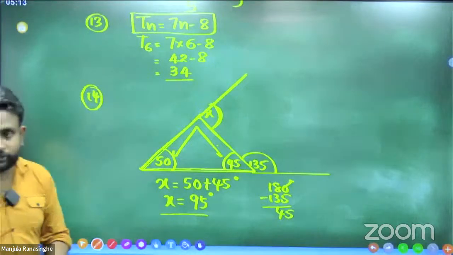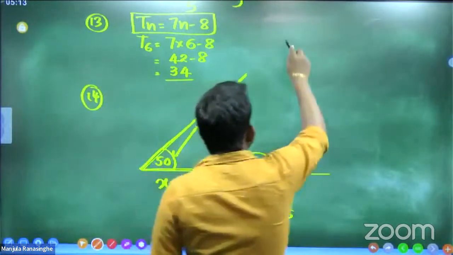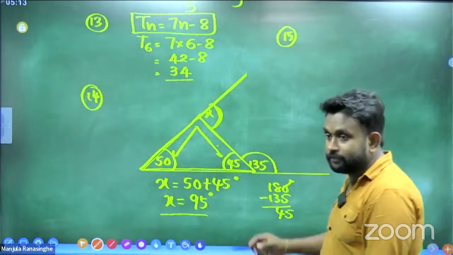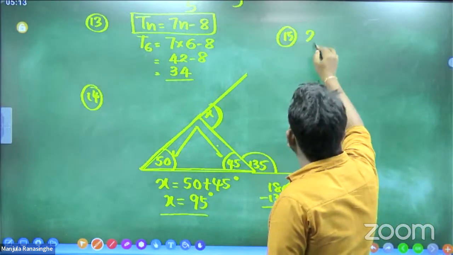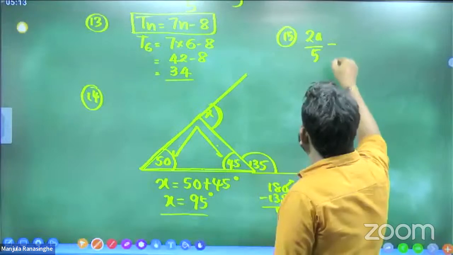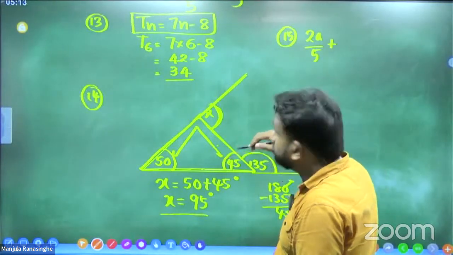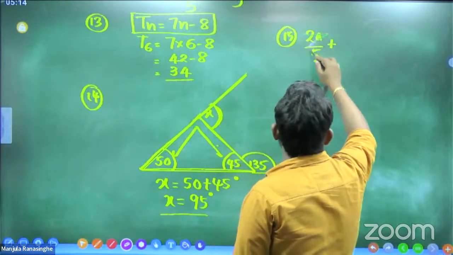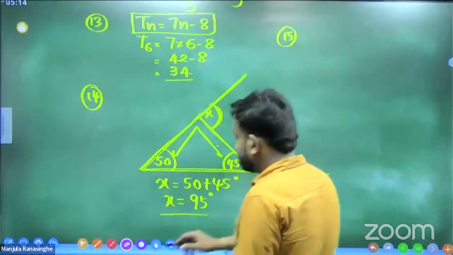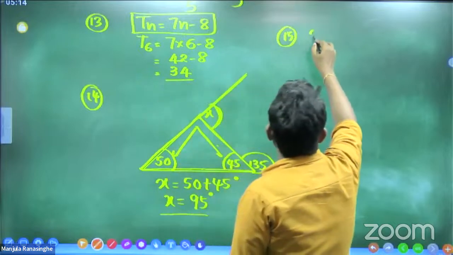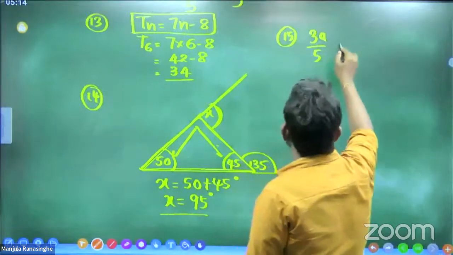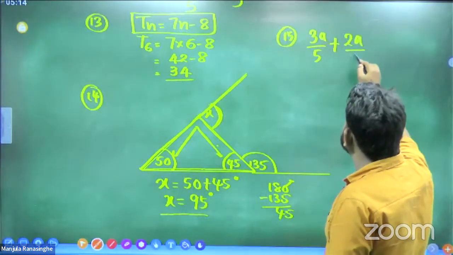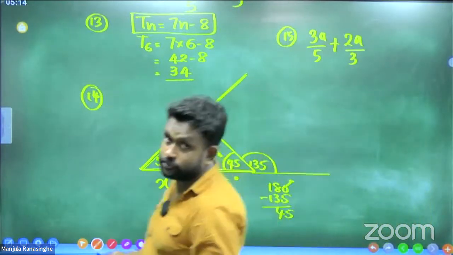Right. Question number 15. It says 3a upon 5 plus 2a upon 3. Right. Now this is addition of fractions.